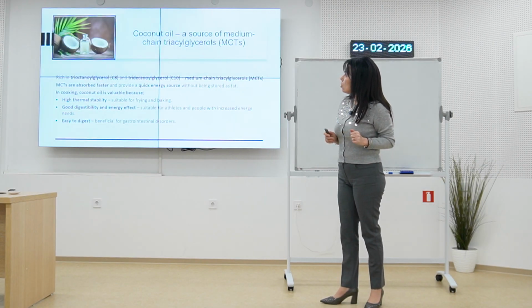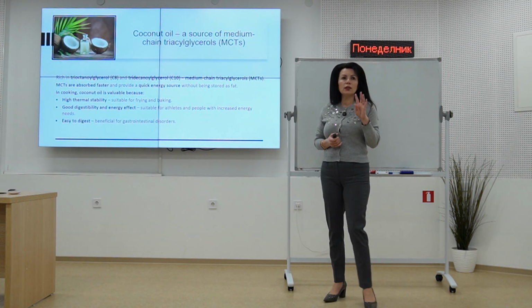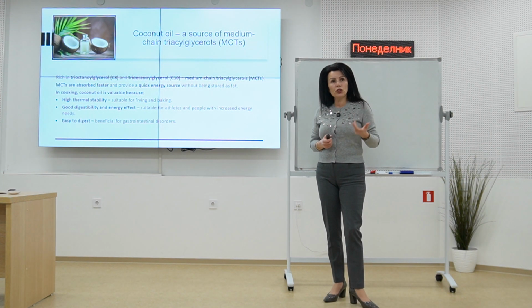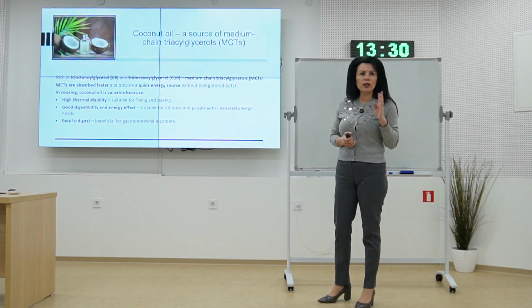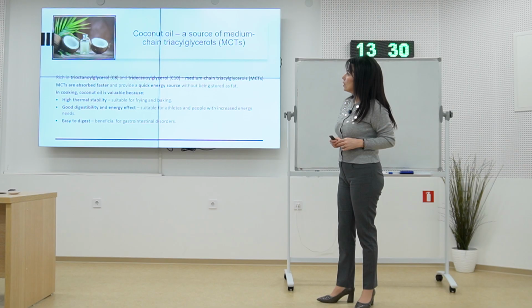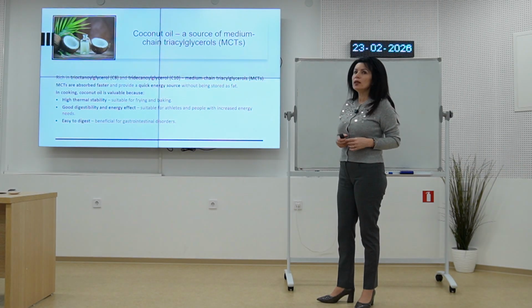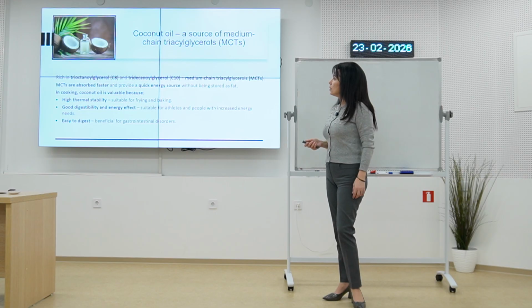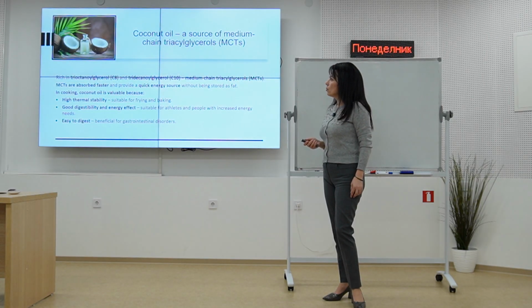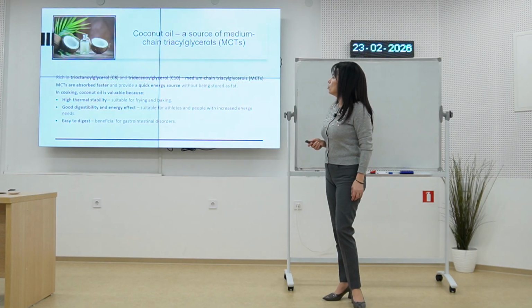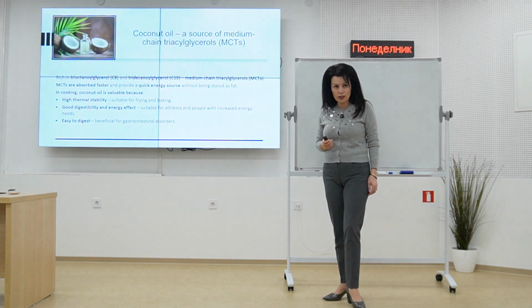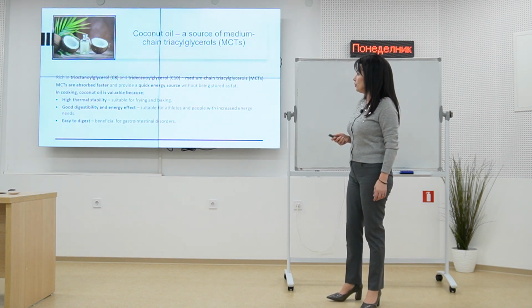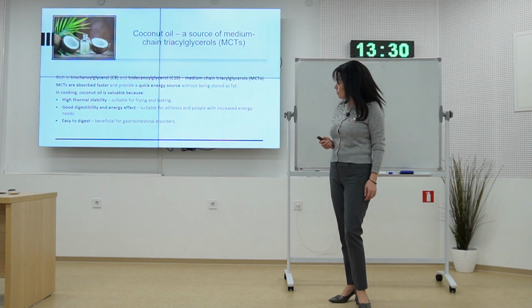And coconut oil is a source of the second type of TAGs, with medium chain triglycerides or medium chain fatty acids. Actually, these are fatty acids with 8 and 10 carbon atoms. This oil is very useful because of its high thermal stability during frying and baking, and with good digestibility and energy effect, and it is easy to digest, so it is very beneficial for gastrointestinal disorders.